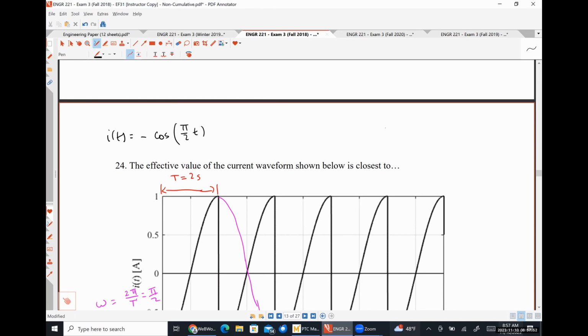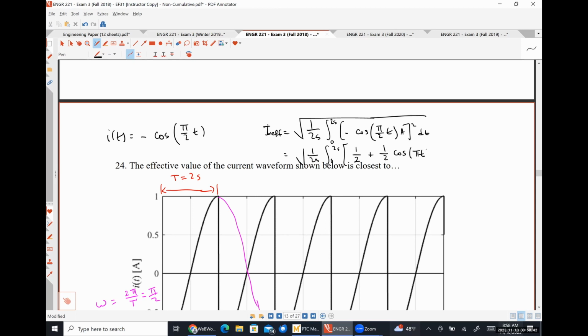The magnitude is also 1. So I effective is going to be 1 over 2 seconds times the integral from 0 to 2 seconds of negative cosine pi over 2 T amps squared dt. Using my trig identity, 1 over 2 seconds times the integral from 0 to 2 seconds of 1 half plus 1/2 cosine pi t dt.